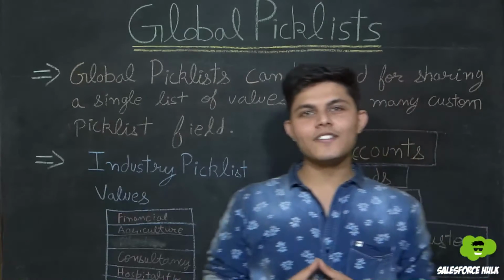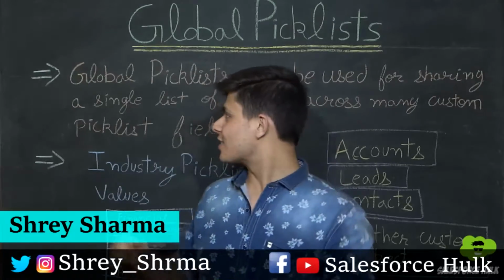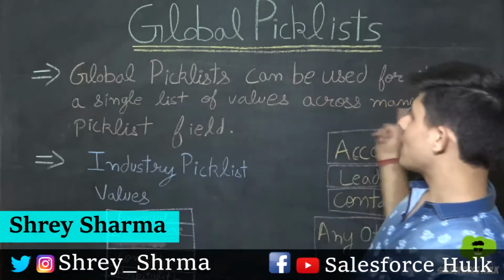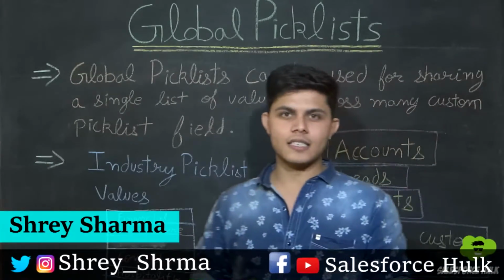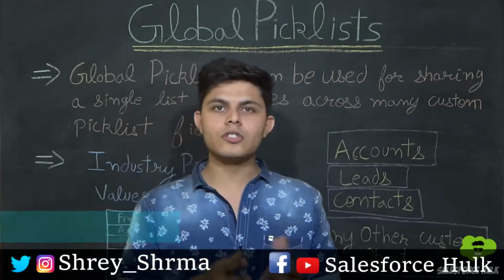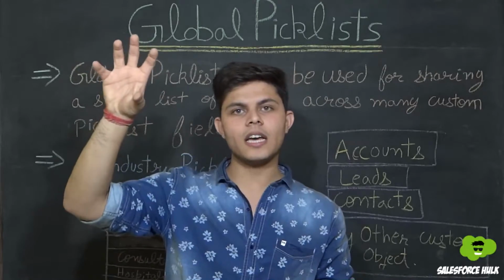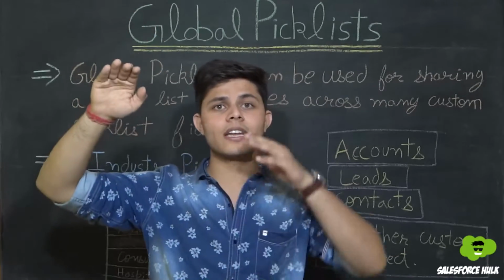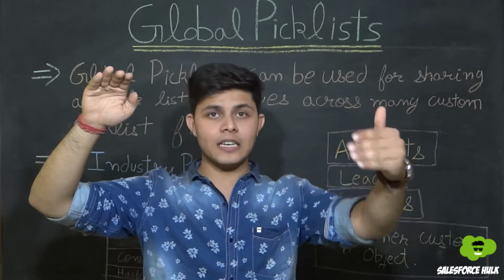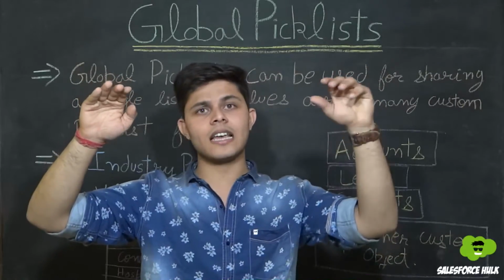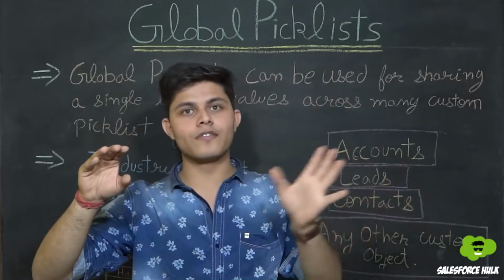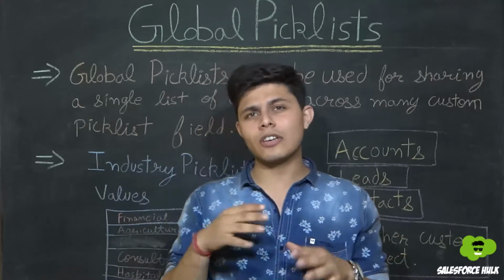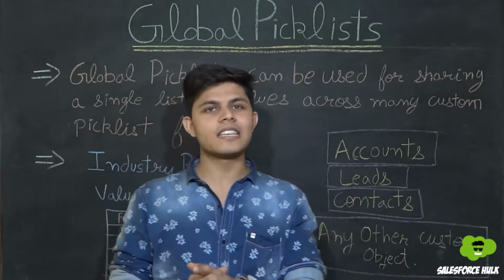Now let us have a look at the definition of global picklists. Global picklists can be used for sharing a single list of values across many custom picklist fields. Yes, global picklists are used to define a particular value set, and from that value set you can have different picklist fields, which can have the same values independent of which object they are on. To explain it a bit more, let me take an example.